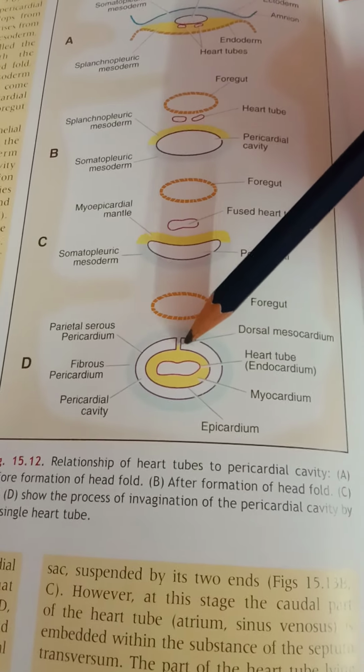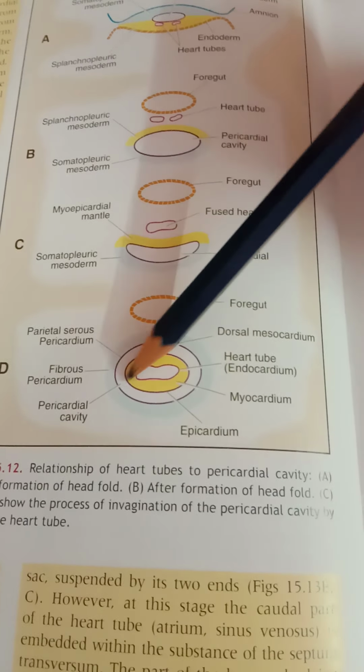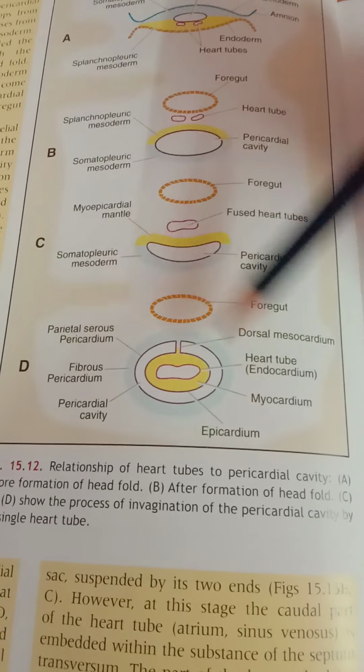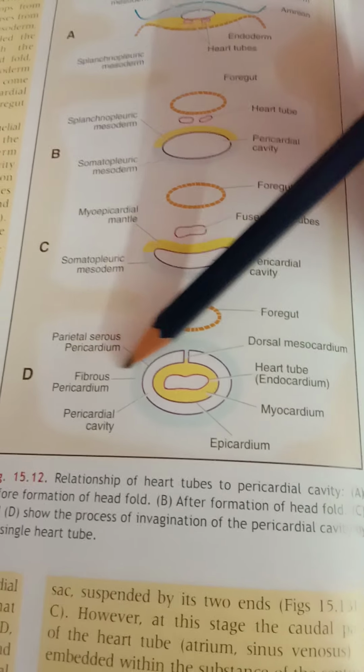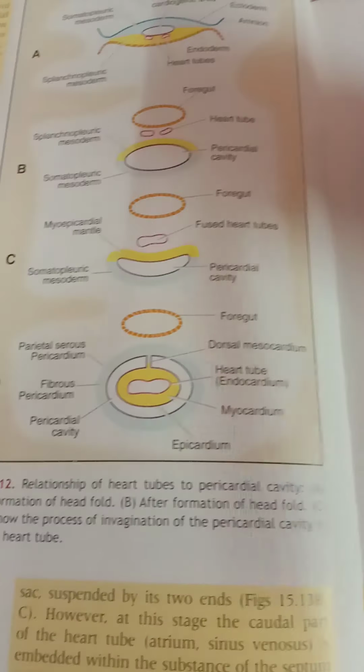This is the dorsal mesocardium. This is the heart tube, endocardium. This is the myocardium, epicardium. So the exterior layers of the heart are starting to form. This is the pericardial cavity surrounding it, and this is the fibrous pericardium, you know, the lining, and this is the parietal serous pericardium. So now we have formed almost every structure of the heart.